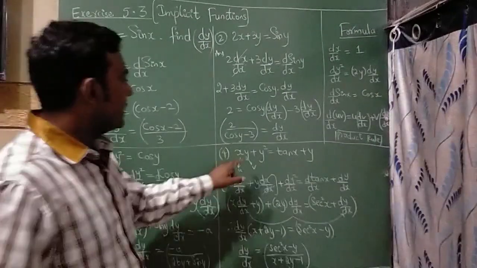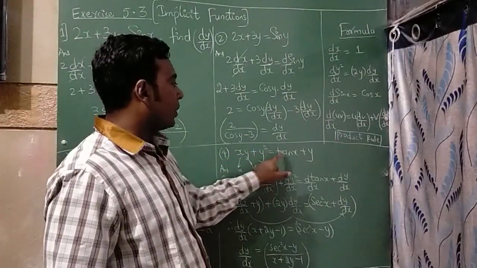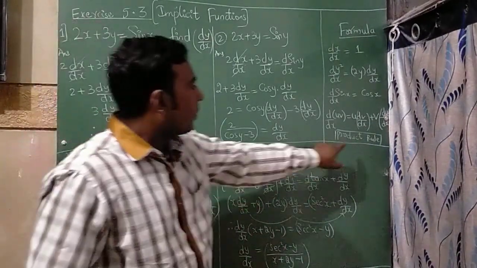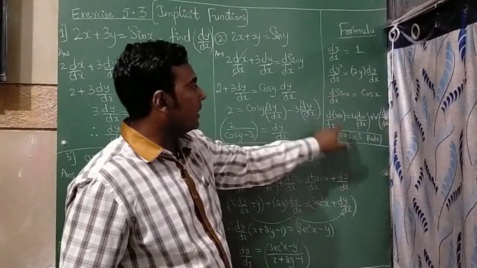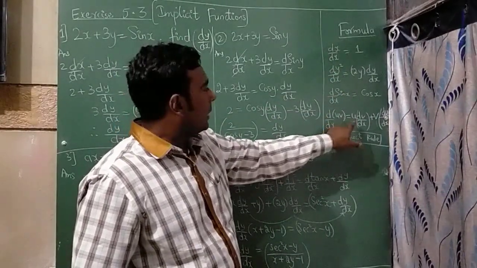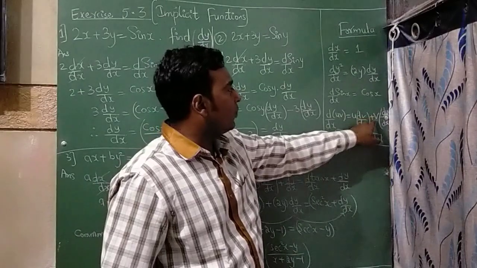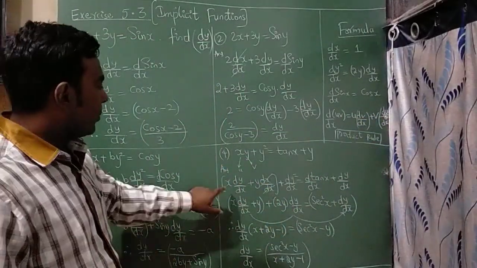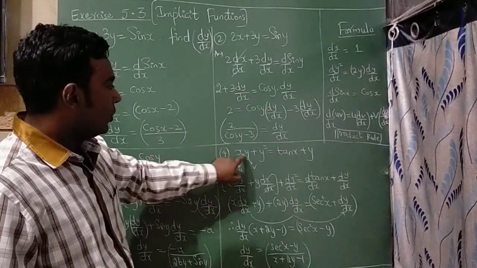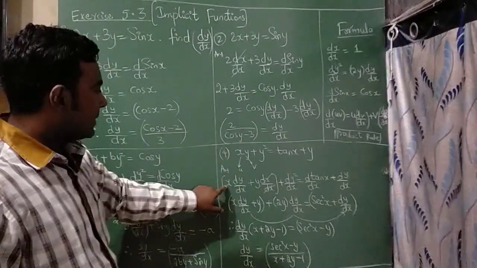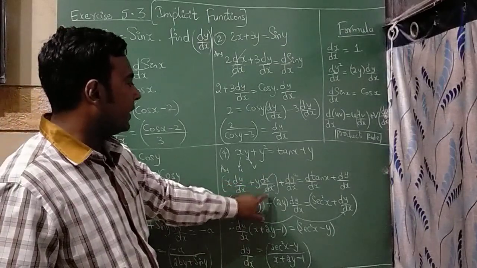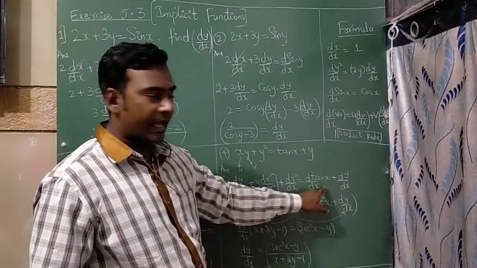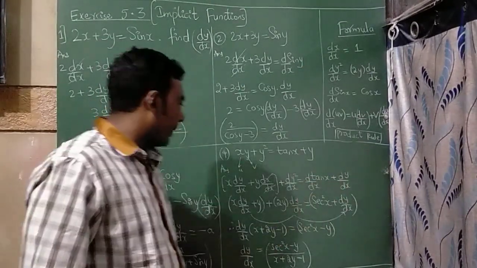Okay. The fourth sum is xy plus y square is equal to tan x plus y. For this xy I am going to apply the product rule from the formula, right? d by dx of uv is u d by dx of v plus v d by dx of u. That is the product rule. So I am going to apply it here. Consider this as u, this as v. So x d by dx of y plus y d by dx of x plus d by dx of y square is equal to d by dx of tan x plus d by dx of y.